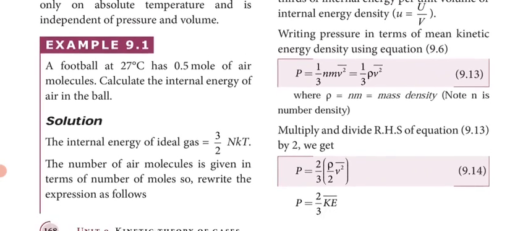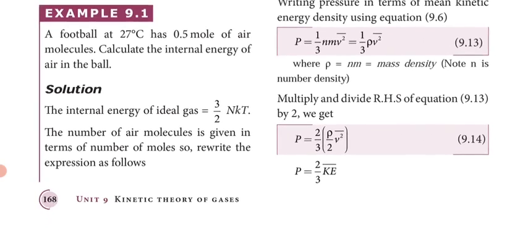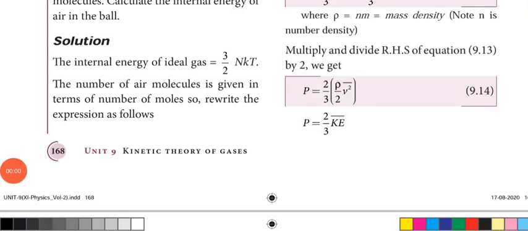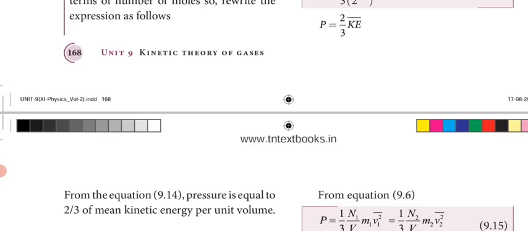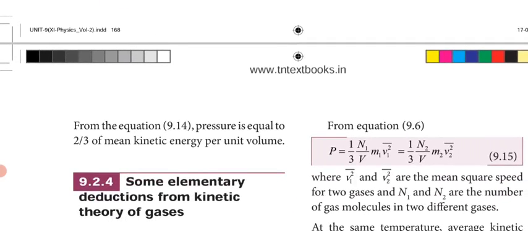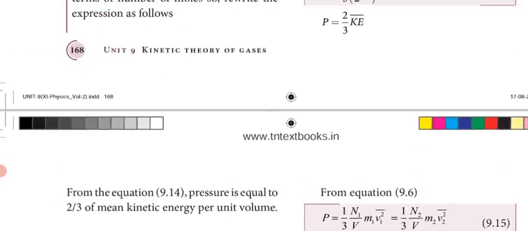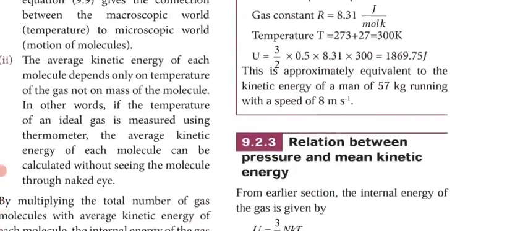Writing the pressure in terms of mean kinetic energy density, we will get P is equal to 1 by 3 n m v square, that is 1 by 3 rho v bar square, where rho is nothing but n m, that is the mass density. Note that n is the number density. Multiplying and dividing the RHS of the equation by 2, we get P is equal to 2 by 3 times rho by 2 v square, that is 2 by 3 KE. And from the equation, the pressure is equal to 2 by 3 of the mean kinetic energy per unit volume. Okay, so this is the relation between the kinetic energy and the pressure.